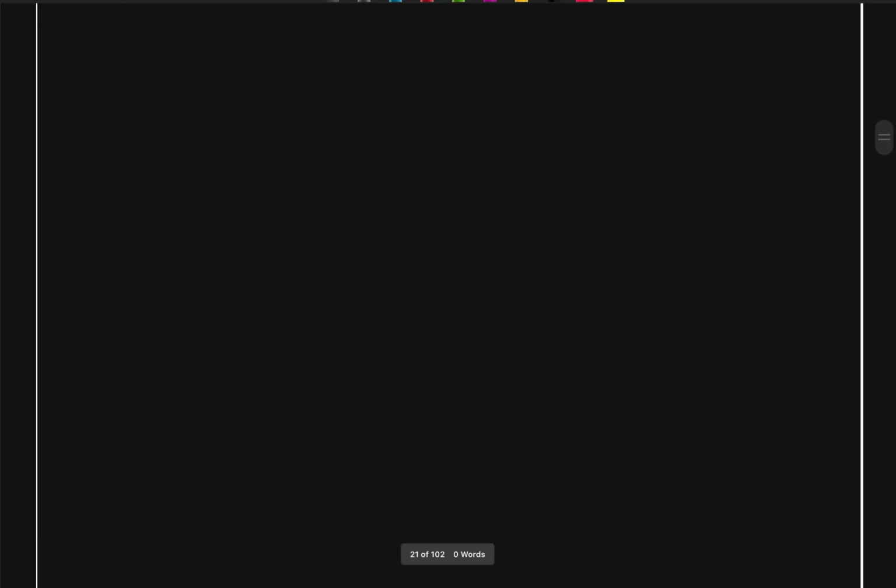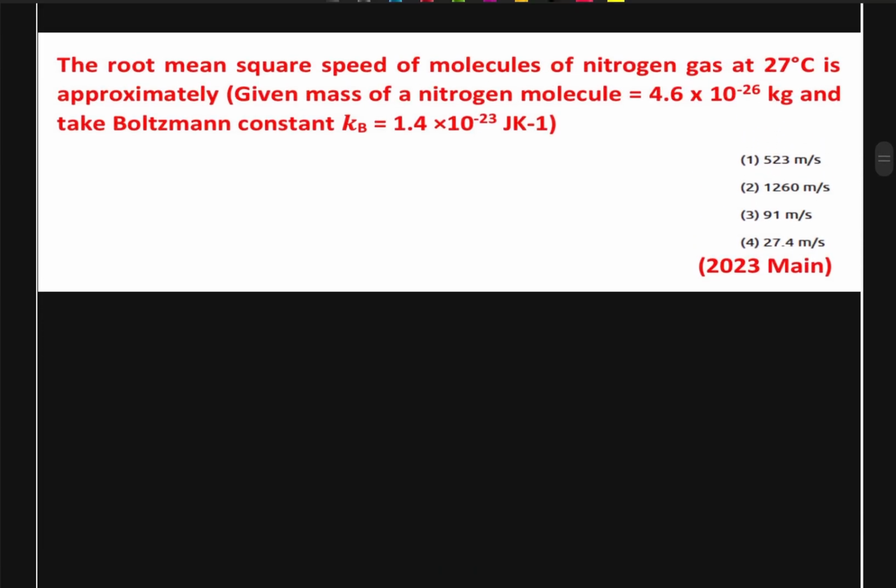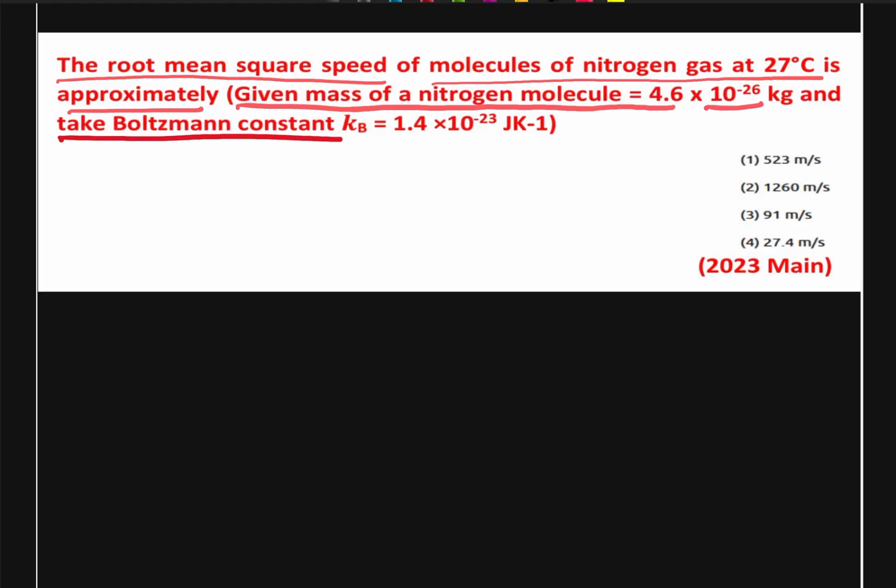Next question. It states that the root mean square speed of molecules of nitrogen at 27 degrees centigrade is approximately, given the mass of a nitrogen molecule is 4.6 into 10 to the power minus 26, and take the Boltzmann constant as 1.4 into 10 to the power minus 23. So we have to find the r.m.s speed of the nitrogen molecule. It is straightforward based on the formula. We simply put the values and get the answer.